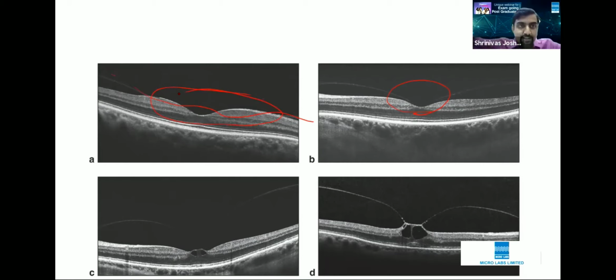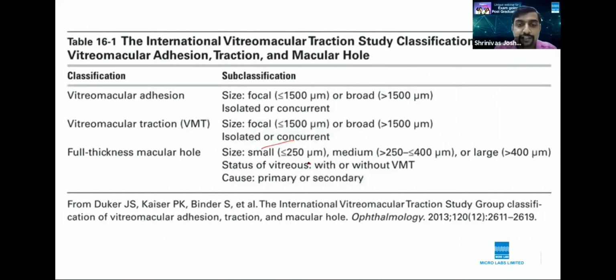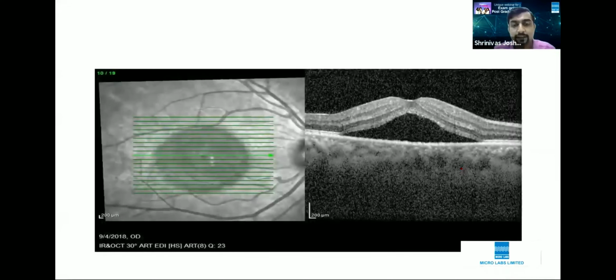Similarly, when there is a traction, when there is pulling, it is called vitreomacular traction. It is called focal if it is less than 1500 micron, and broad when it is more than 1500 micron. So this is about VMA and VMT. And again, the macular hole size is described as small if less than 250, medium as 250 to 400, and large as more than 400.